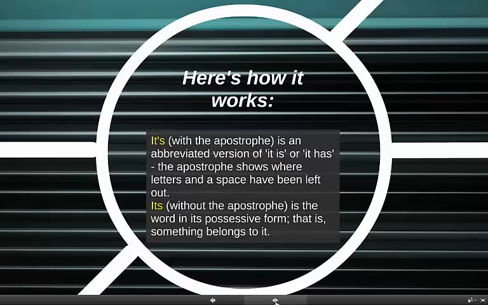It's, with the apostrophe, is an abbreviated version of it is or it has. And as with other similar contractions, the apostrophe shows where letters and a space have been left out. In the second example here, its without the apostrophe is the word in its possessive form. That is, something belongs to it, and you're trying to show that in your writing.